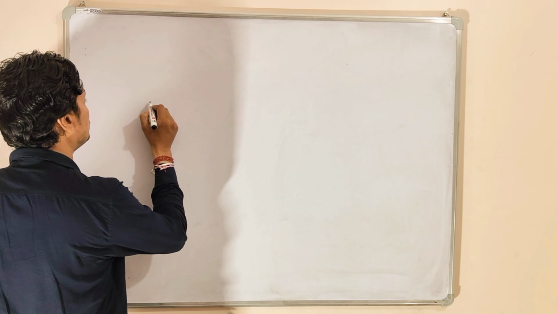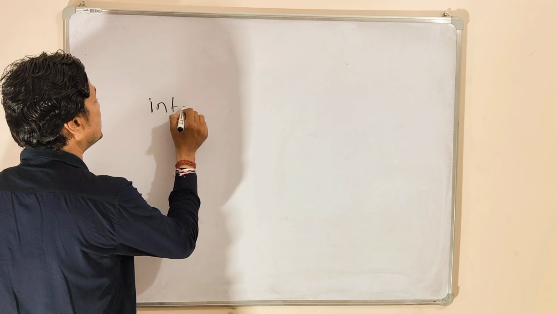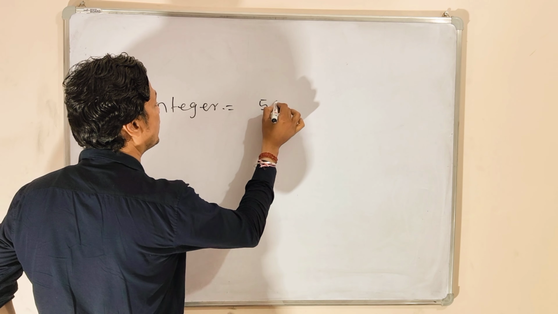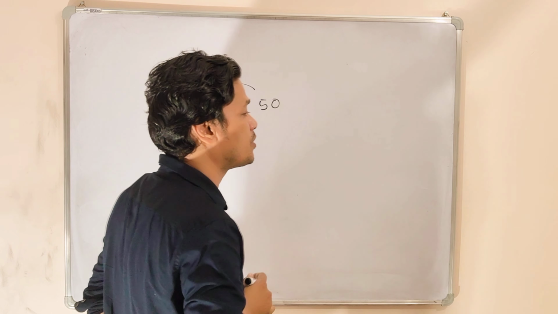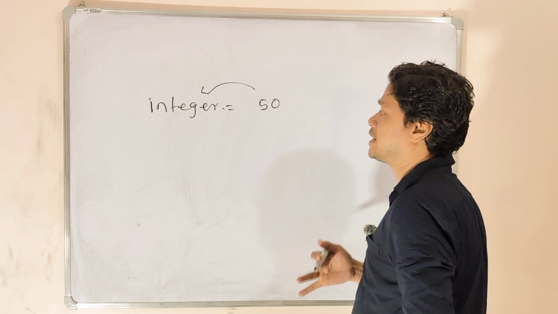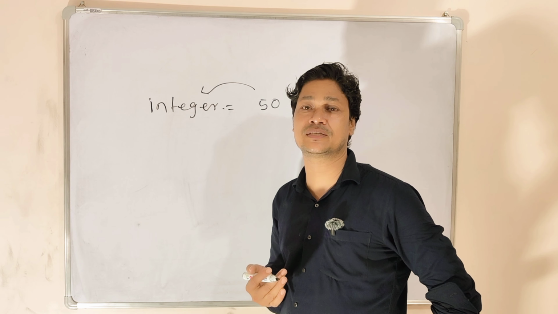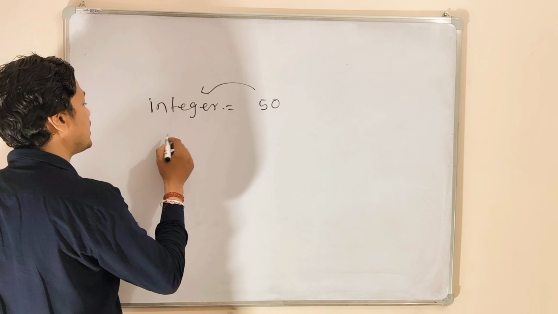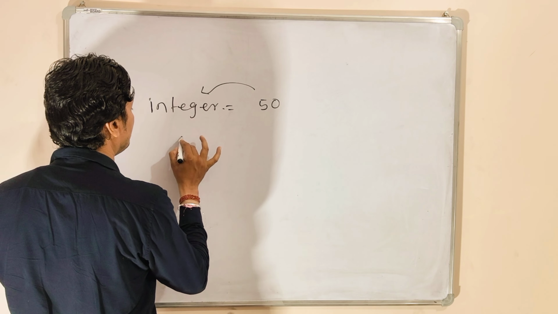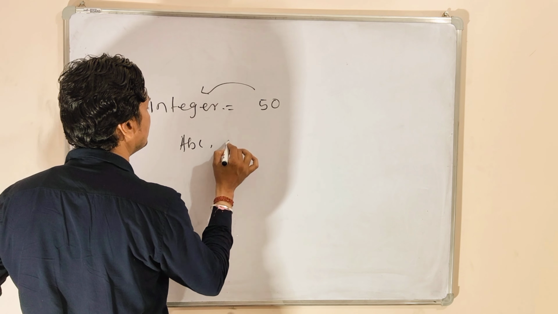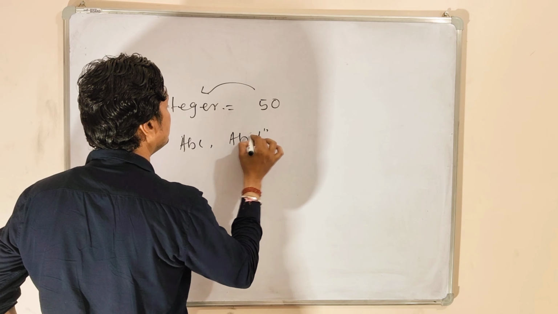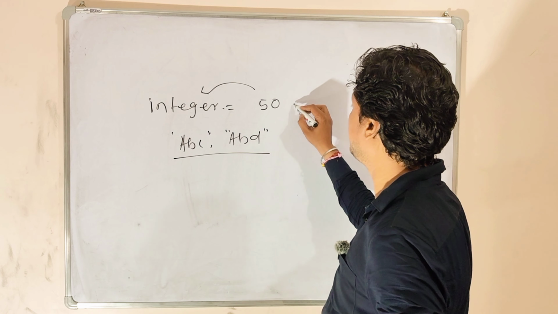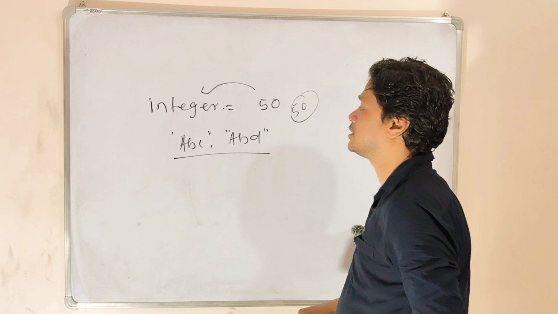Suppose you want to store integer values and you have 50 values of integer type. That time you can use this array. Suppose you have character values, you have 50 elements. That time also you can use this array. And suppose you have even string values like, suppose ABC, ABD, like these values, you have the name of 50 students. You can also use an array to store this.